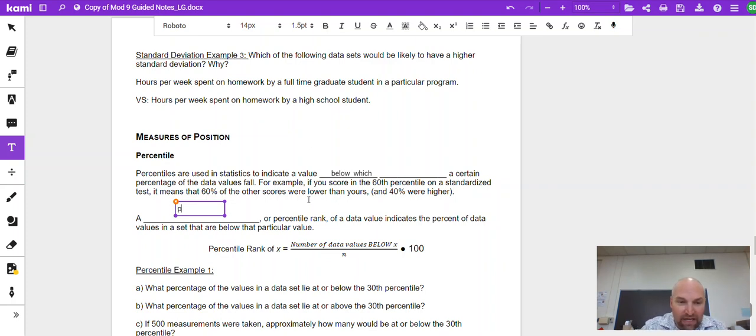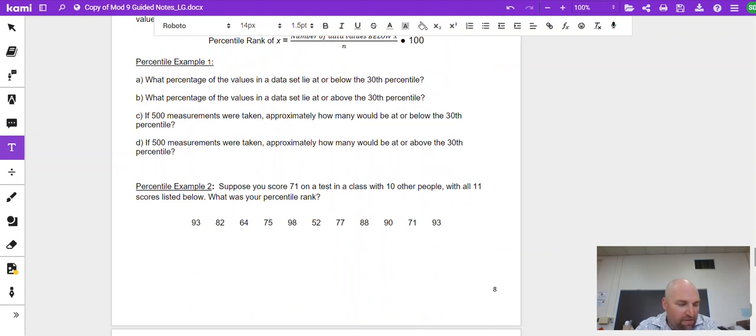So a percentile or percentile rank of a value indicates the percent of data values in a set that are below a particular value. And this is how you figure out the percentile rank: number of data below divided by the total number of things times 100. So let's do this.